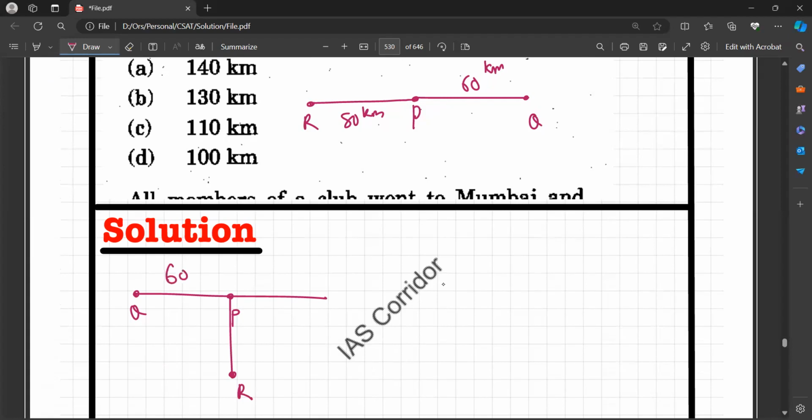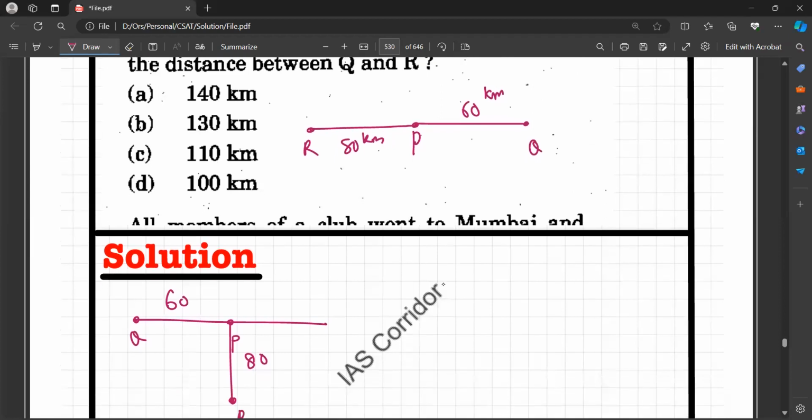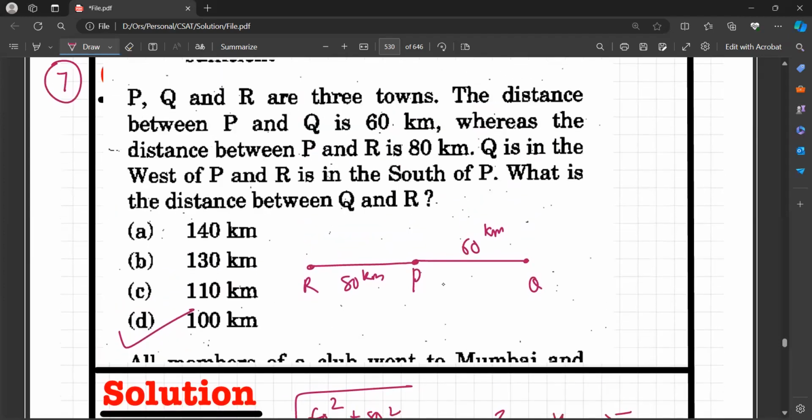PQ is 60 kilometers. RP is 80 kilometers. Now the question is obvious. What is the distance between Q and R? 3, 4, 5 is a triplet. 2 times it, 6, 8, 10 is a triplet. 10 times it, 60, 80, 100 is a triplet. So your answer will be 100 kilometers. Or else you can do it like this: 60 square plus 80 square, that is 3600 plus 6400 under root, that will give you 100 as the answer. Let us go to question number 8.